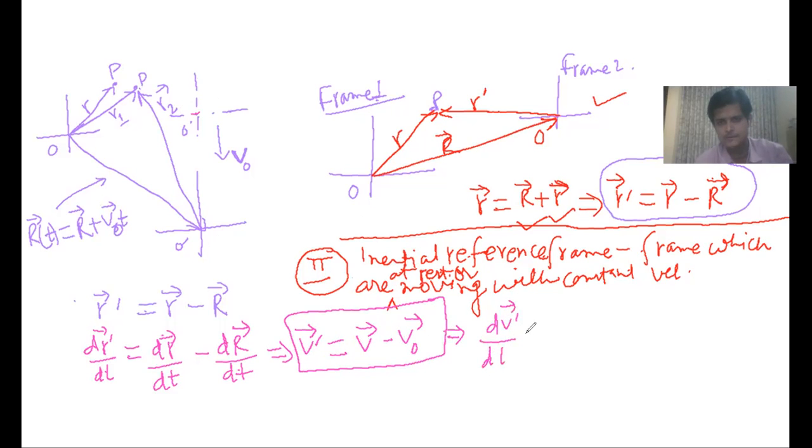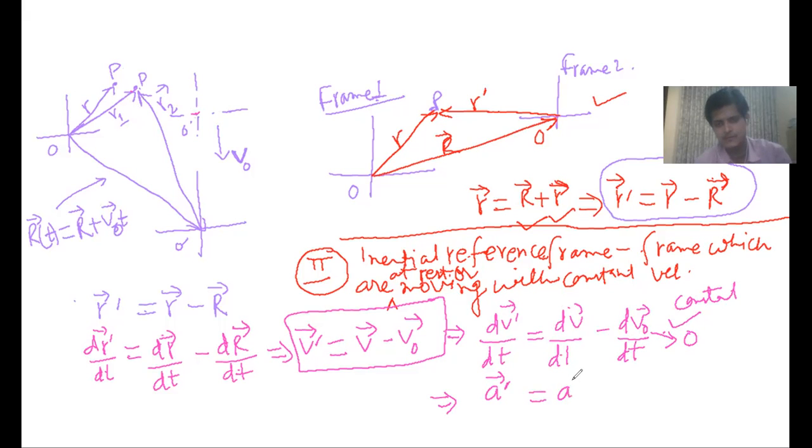dv prime upon dt equals dv upon dt minus dv naught upon dt. Now this is constant. This value will be zero, and it is moving, it is just changing position. So I can write that acceleration in frame 2 will be equal to acceleration in frame 1.